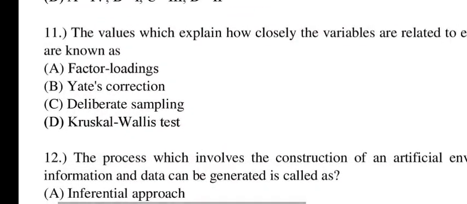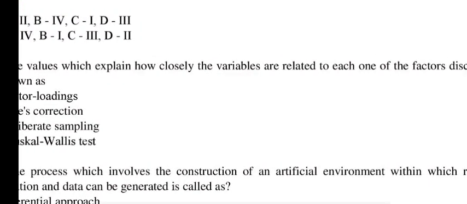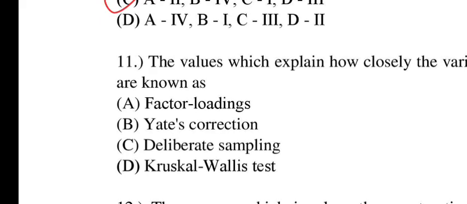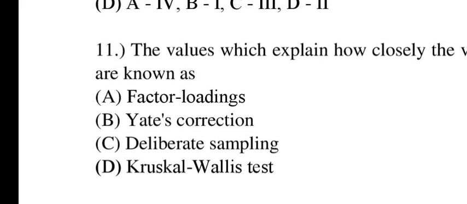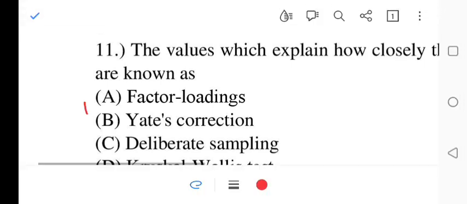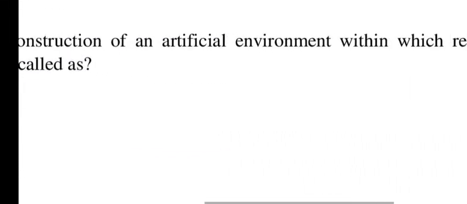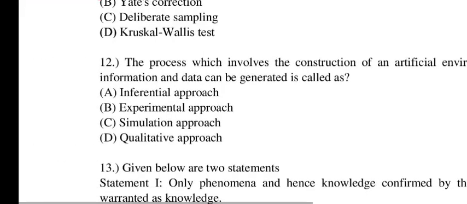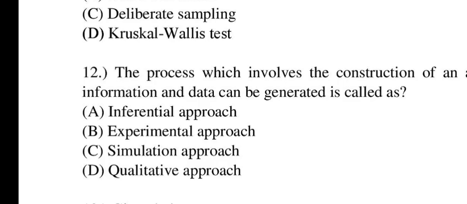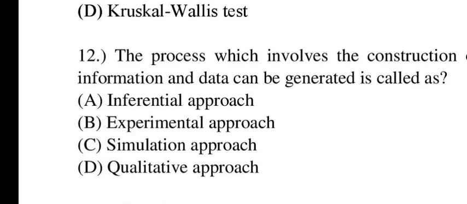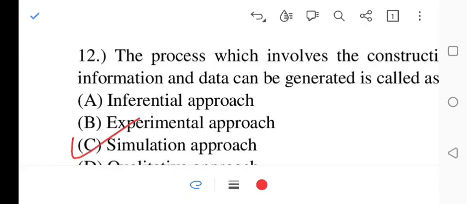Next question says, the values which explain how closely the variables are related to each one of the factors discovered are known as what? Factor loadings, Yates correction, deliberate sampling, Kruskal-Wallis test. So it will be factor loadings. 12. The process which involves the construction of an artificial environment within which relevant information and data can be generated is called as what? A, B, C, D. Inferential approach, experimental approach, simulation approach, qualitative approach. So it will be simulation approach.